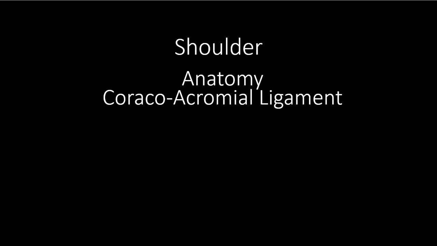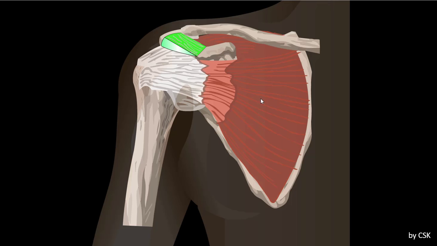Hi guys, I will tell you shoulder anatomy, especially the coracoacromial ligament. You can see this illustration. This green one is the coracoacromial ligament, but this portion you should know. This portion.